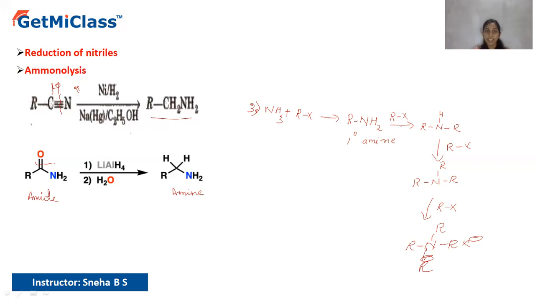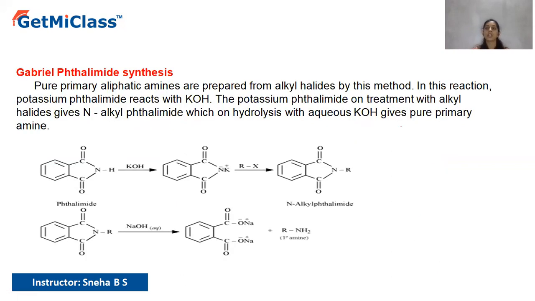We will move on to the next method of preparation, that is a named reaction, Gabriel phthalimide synthesis. So this is one of the very important ones. This method is purely used for the preparation of primary aliphatic amine. Remember it, only primary aliphatic amine can be synthesized by using Gabriel phthalimide synthesis.